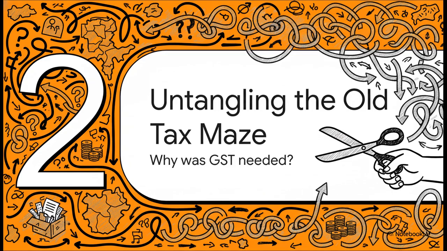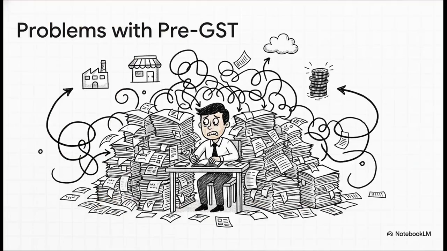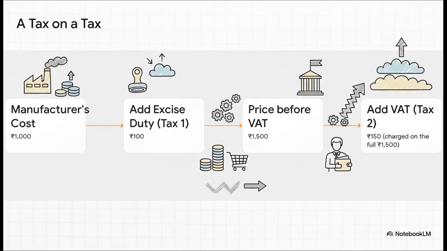Well, to put it mildly, before 2017, India's tax system wasn't so much a system as it was a tangled mess. Every state had its own rules, and businesses were stuck trying to figure it all out. Yeah, the old system was just riddled with problems. Just look at this list. Businesses were drowning in paperwork trying to deal with central excise, state VAT, service tax, you name it. It was incredibly complex. But the biggest problem, the real villain of the story, was something called the cascading effect. Now this is where it gets wild.